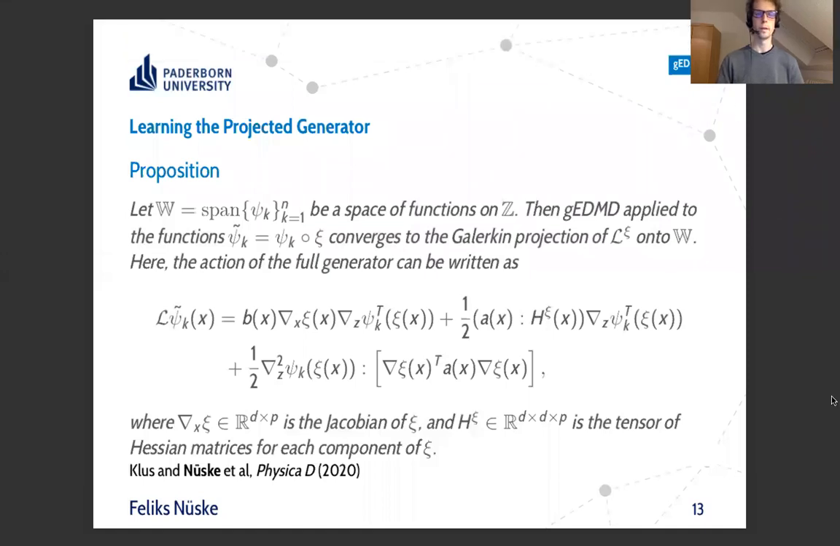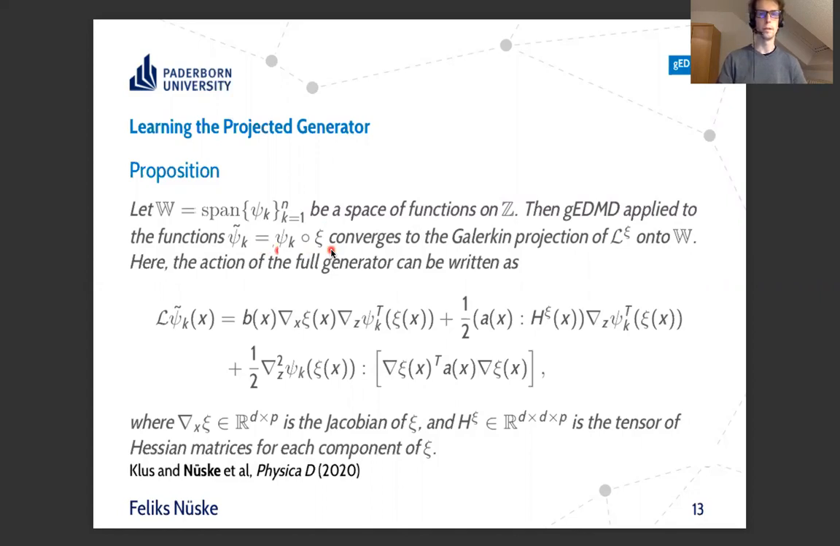Okay, so let's see how we can use gEDMD within this model reduction framework. We start by setting out with, again, a finite dimensional space W spanned by functions psi k. Now we assume these functions psi k are actually functions of the lower dimensional set of variables, so they are functions on the reduced space Z. But clearly, we can also regard those functions as functions on the full space just by a composition of these functions psi k with the coarse-graining function xi. In other words, psi k tilde, which is just defined as psi k composed with xi, is clearly now a function on the original state space x.